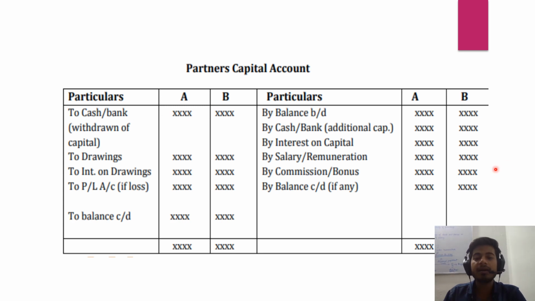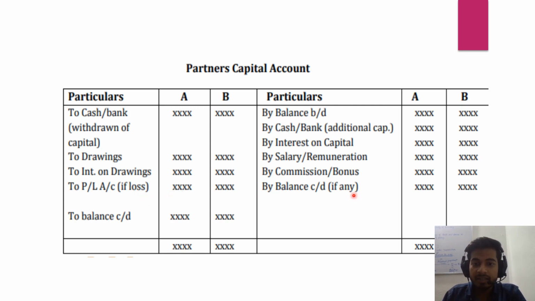So here is the partner's capital account under fluctuating capital method. On the debit side, you can see that to cash or bank, withdrawal of capital, this is the permanent withdrawal of capital, and the drawings, which is the temporary withdrawal of capital, interest on drawings, which is charged by the firm to the partners, and profit and loss if it is transferred, if it is a loss that is shown on the balance sheet.